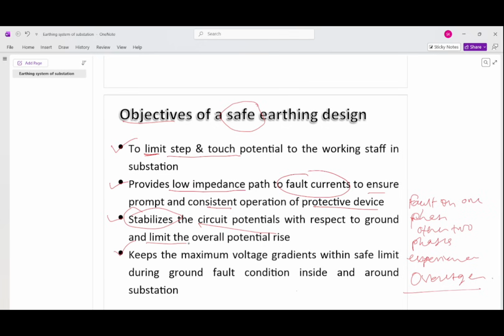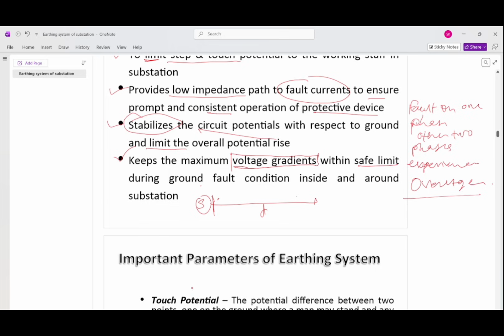The next point: keep the maximum voltage gradient within the safe limit during the ground fault condition inside and around the substation. This is also very important. Voltage gradient is related to the voltage change with reference to distance. As the distance increases, voltage goes on reducing from the starting point or the fault point, we can say the source point. So voltage gradient is also a very important point.